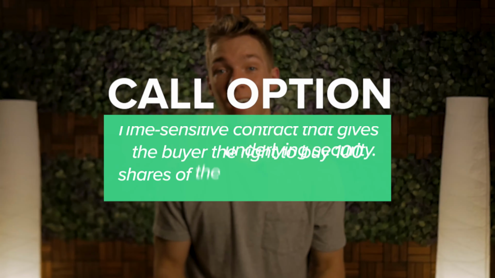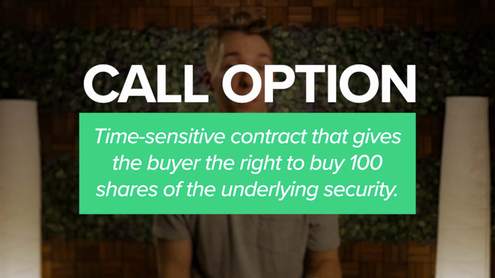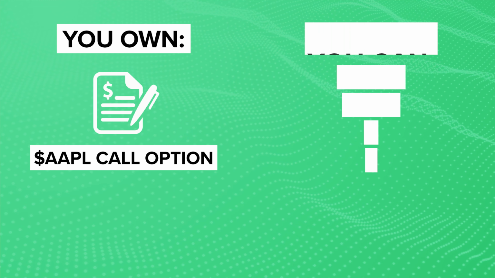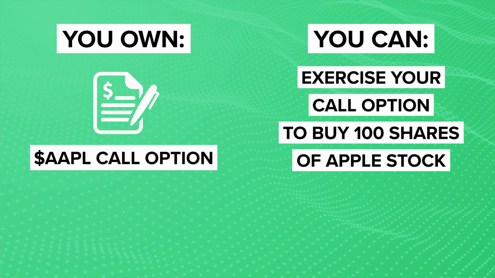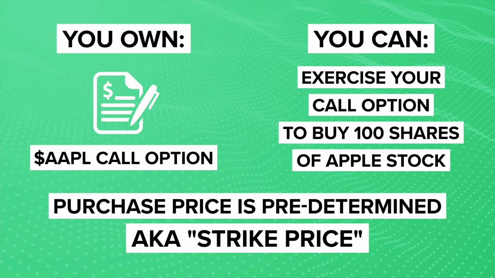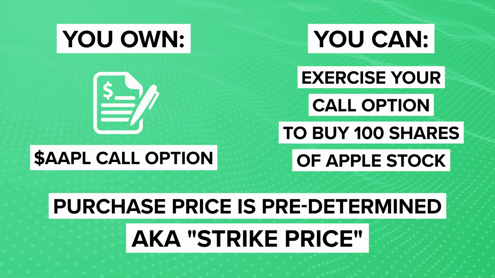A call option is a time-sensitive contract that gives you the right to buy 100 shares of an underlying stock or fund. Keep in mind, you purely have the option to buy these shares. You won't be forced into any purchases by owning the contract, and we'll talk about that flexibility later. But if you bought a call option for Apple stock, for example, as long as you own that contract, you can use it to purchase 100 shares of Apple stock at a predetermined price. This price is set when you purchase the call option contract and is known as the strike price.